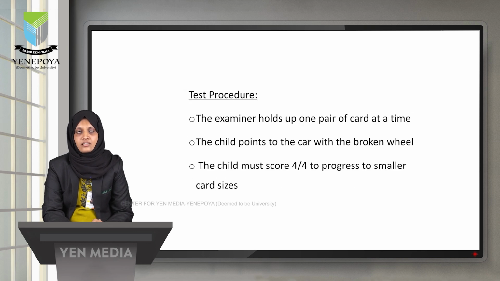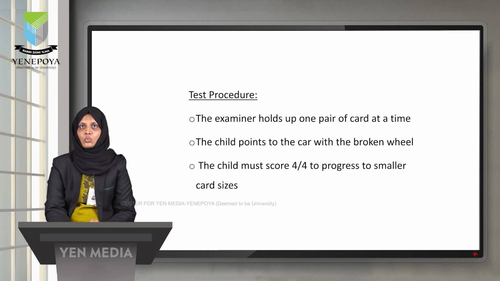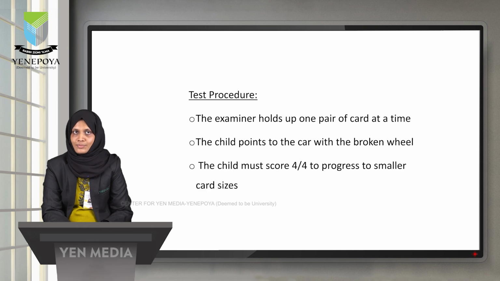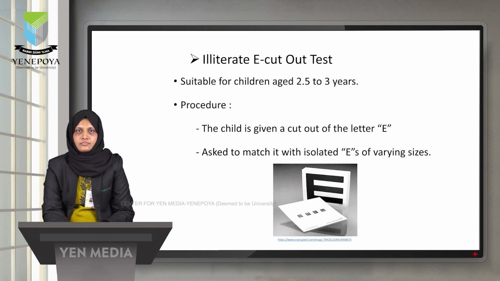The test procedure is that the examiner holds up one pair of cards at a time. The child points to the car with the broken wheel. The child must score 4 out of 4 to progress to smaller card size. Next is the illiterate E cutout test, suitable for children aged 2.5 to 3 years. The child is given a cutout of the letter E and asked to match it with isolated Es of varying size as shown in the figure.